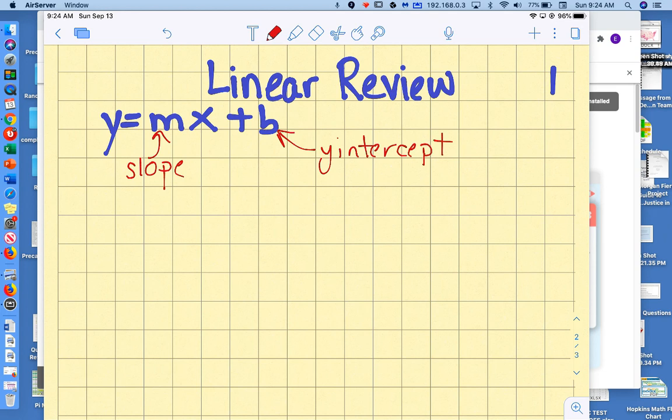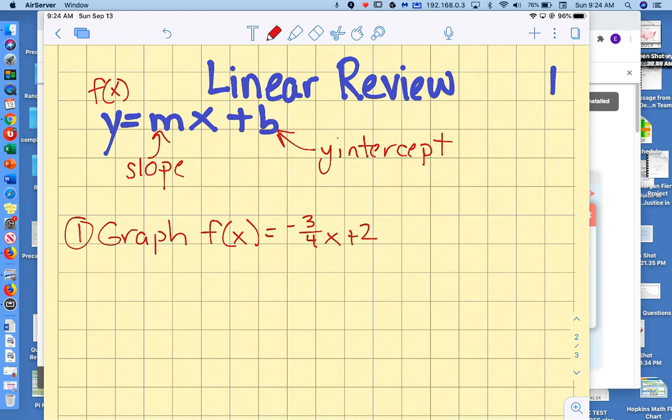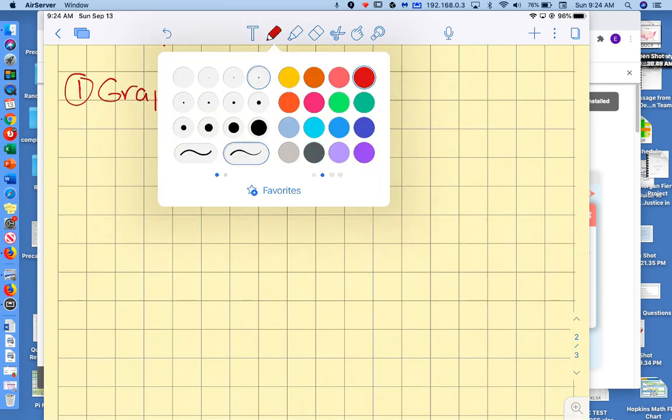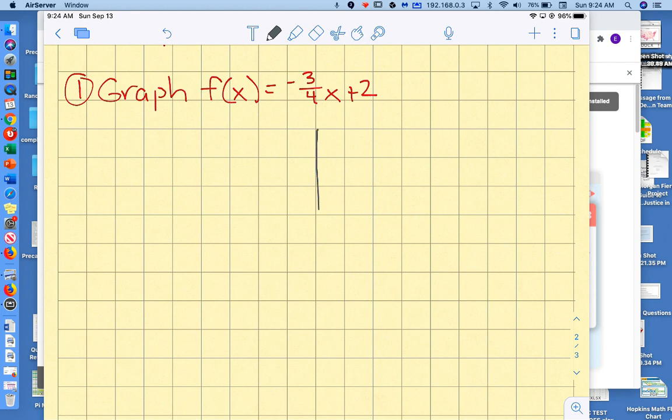So if I said graph, and I'm going to use function notation because, if you remember, y is the same as f of x, if I said f of x equals negative 3/4 x plus 2 and asked you to graph that, let's make a coordinate grid here. That's the nice thing about these graphing notebooks: we have these grid lines, so we can easily make this.